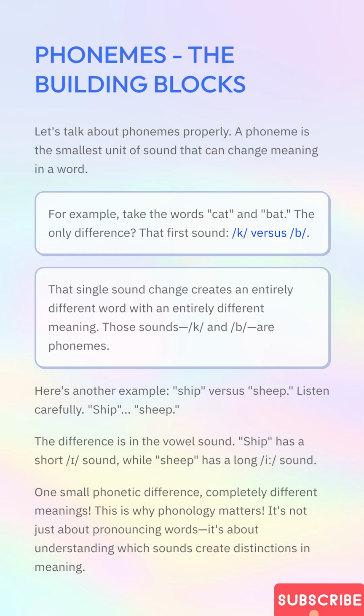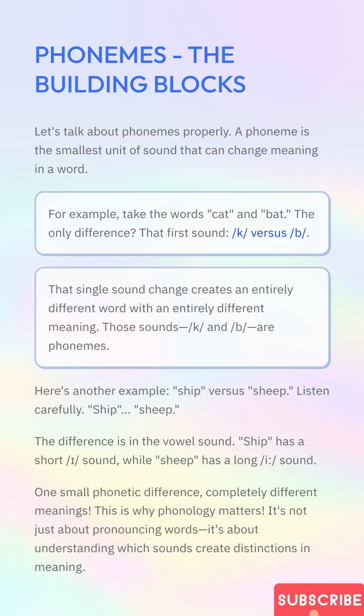A phoneme is the smallest unit of sound that can change meaning in a word. For example, take the words cat and bat. The only difference, that first sound, k versus b. That single sound change creates an entirely different word with an entirely different meaning. Those sounds, k and b, are phonemes.